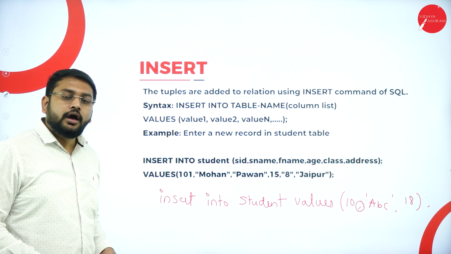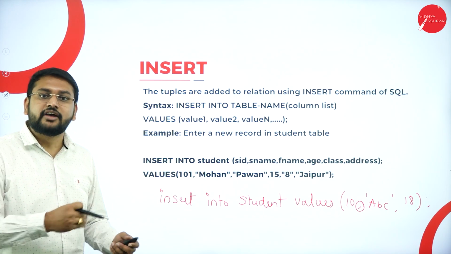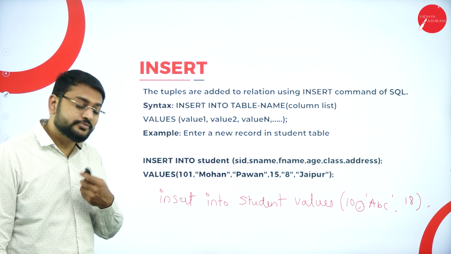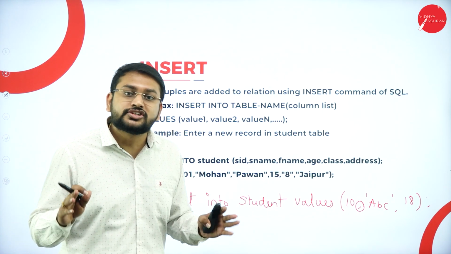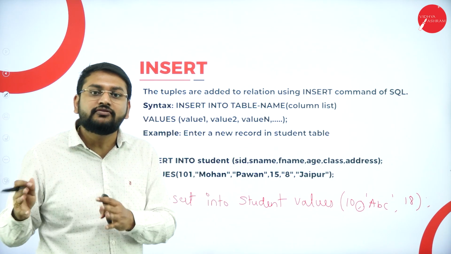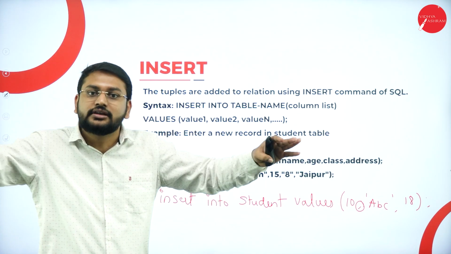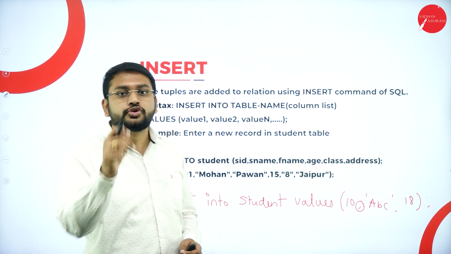Sir, in the table, I have 3 columns. I understood because recently I have created it. But sometimes I will not know the order of the columns. In that case, what should I do? Or I will have only 3 values. I will not have the complete values for all the columns. In that case, what should I do? So you will have this question.